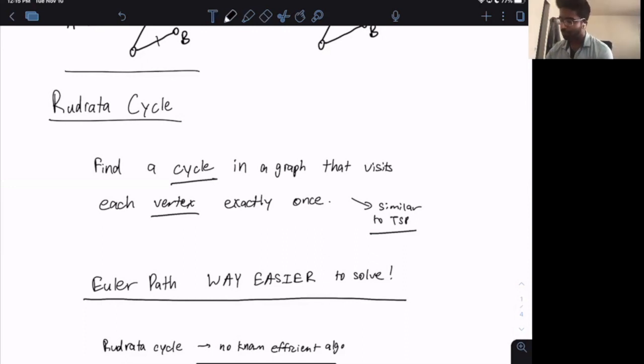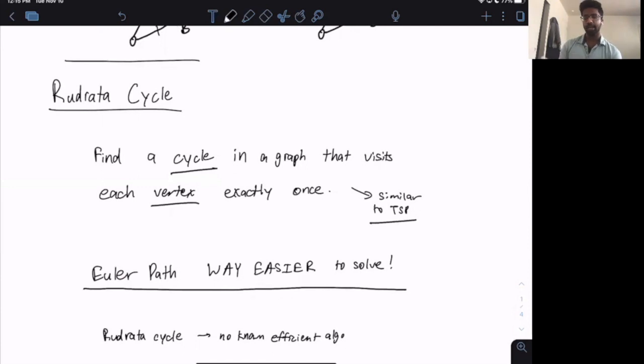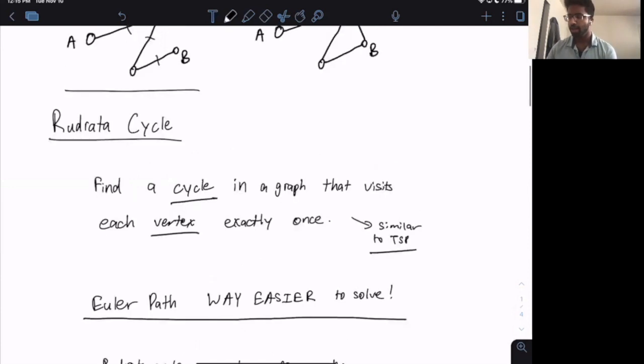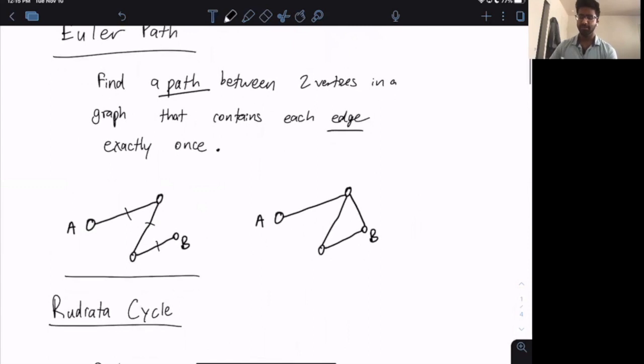One of the things that I also brought up last week was, okay, the Hamiltonian cycle and the Euler path problems seem to be really, really similar, right?